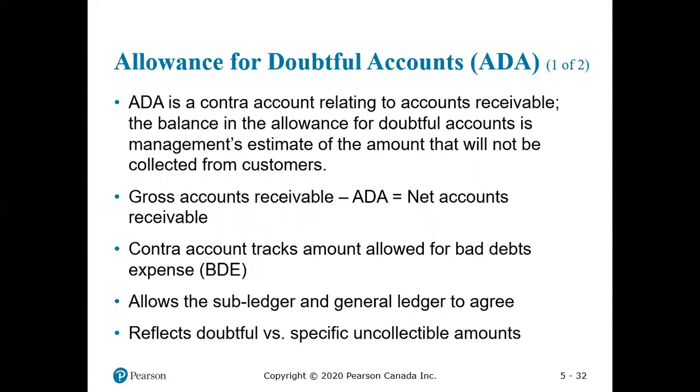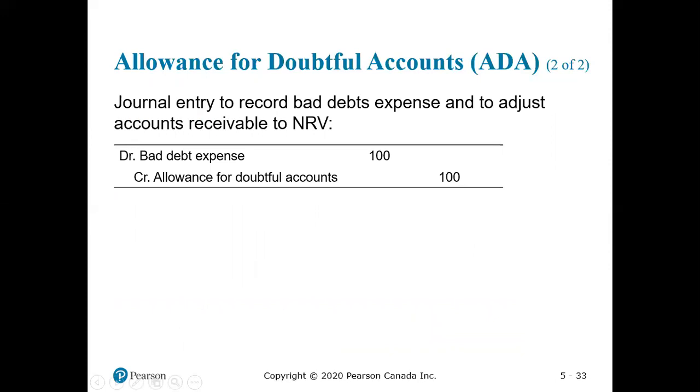The contra account tracks the amount allowed for bad debt expense. So it allows the subledger and the general ledger to agree, and it reflects doubtful versus specific uncollectible accounts. Exhibit 5-6 on page 215 reflects a journal entry that would be recorded to set up an allowance for doubtful accounts. You would debit bad debt expense and credit allowance for doubtful accounts.